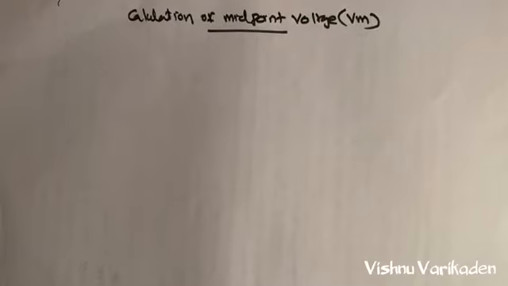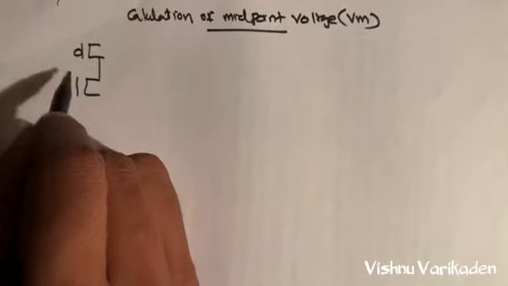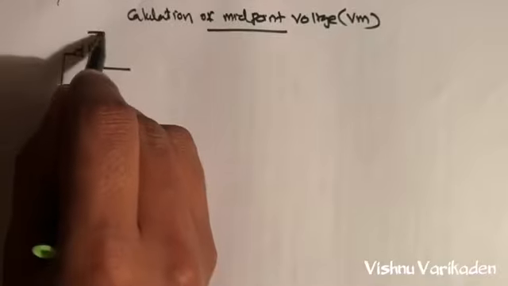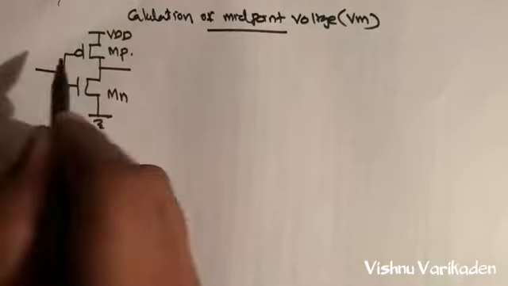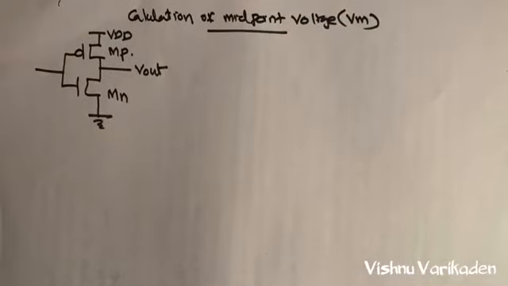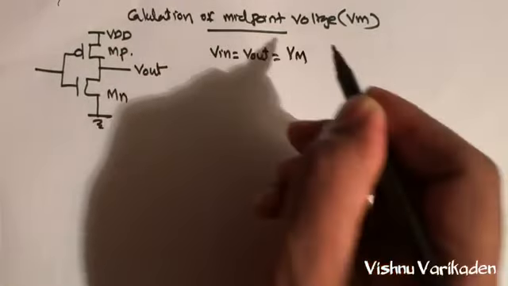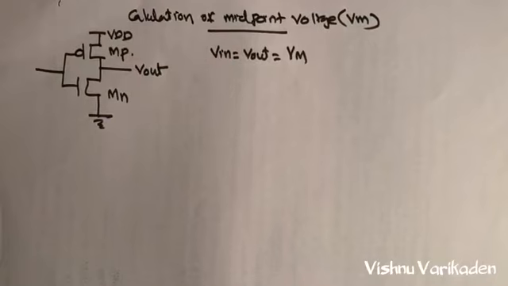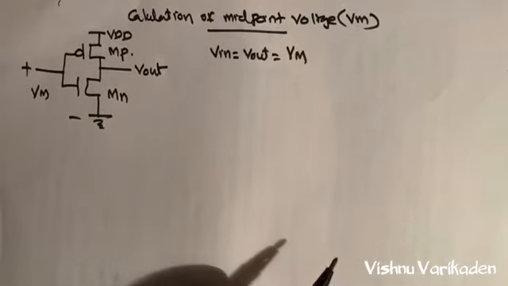In the midpoint voltage calculation, first we make the circuit diagram. This is our circuit diagram, a CMOS inverter. This is the Mn and this is Mp. This is our input voltage and this is our output voltage. In order to find the midpoint voltage, first we assume that Vin is equal to Vout is equal to VM. So I am changing the input to VM.